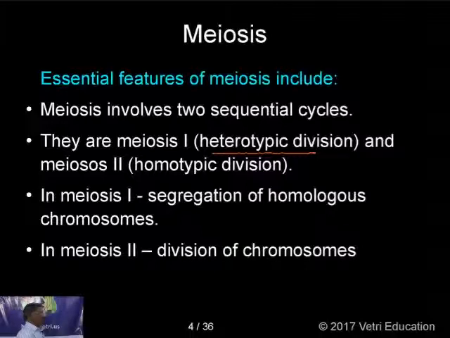In meiosis 1, you find segregation of homologous chromosomes. Homologous chromosomes means similarly structured chromosomes present in the cell. In meiosis 2, there is division of chromosomes. So in the first meiotic division there is no division of chromosomes, only segregation takes place. For example, if you have 46 chromosomes, they become 23 and 23. The division of chromosomes takes place in meiosis 2.